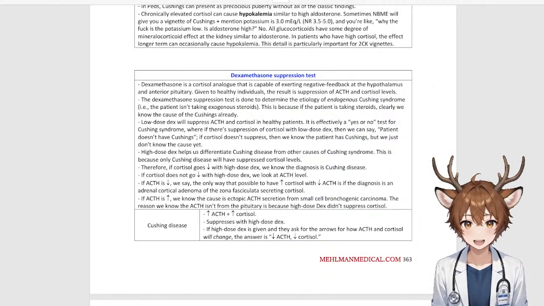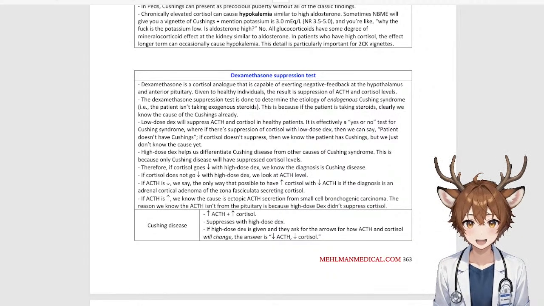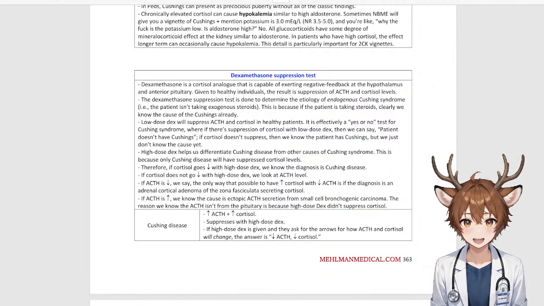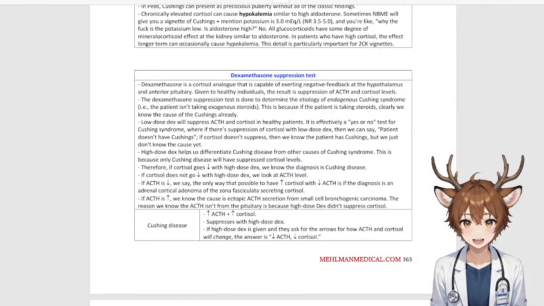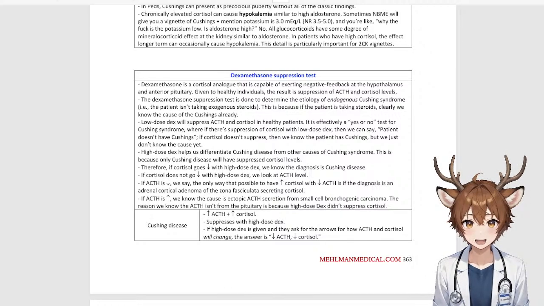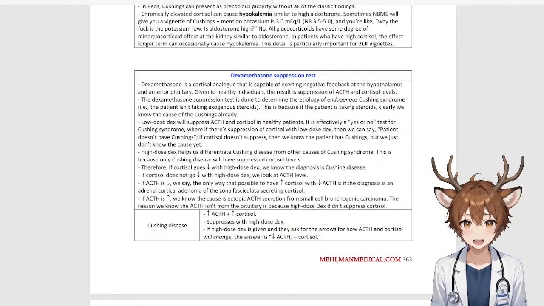This is because only Cushing disease will have suppressed cortisol levels. Therefore, if cortisol goes down with a high dose of dexamethasone, we know that the diagnosis is Cushing disease. If cortisol does not go down with a high dose dexamethasone, we look at the ACTH level.